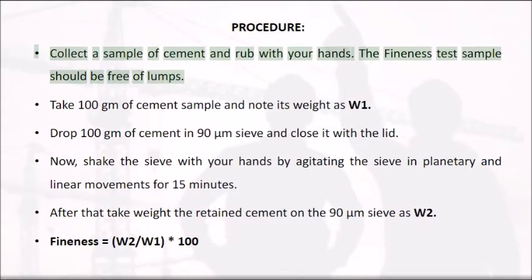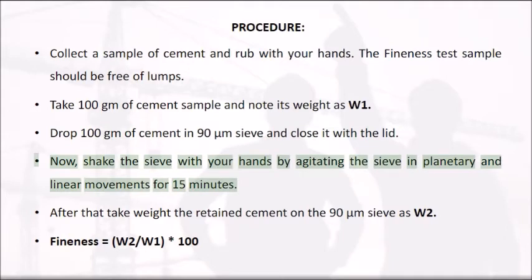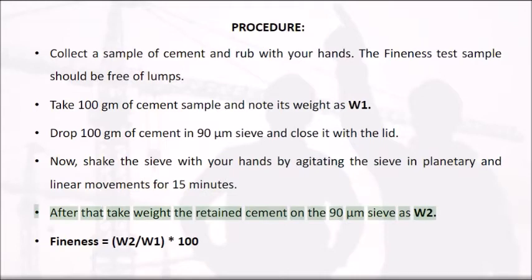Collect a sample of cement and rub it with your hands. The fineness test sample should be free of lumps. Take 100 gm of cement sample and note its weight as W1. Drop the 100 gm of cement in the 90 μm sieve and close it with the lid. Now shake the sieve with your hands, agitating it in planetary and linear movements for 15 minutes. After that, weigh the cement retained on the 90 μm sieve as W2.